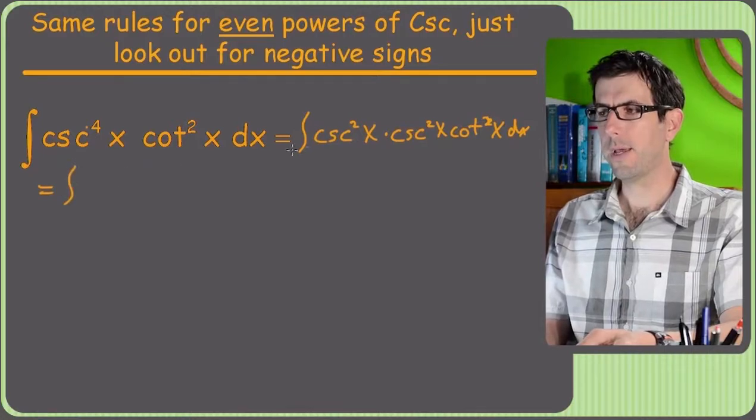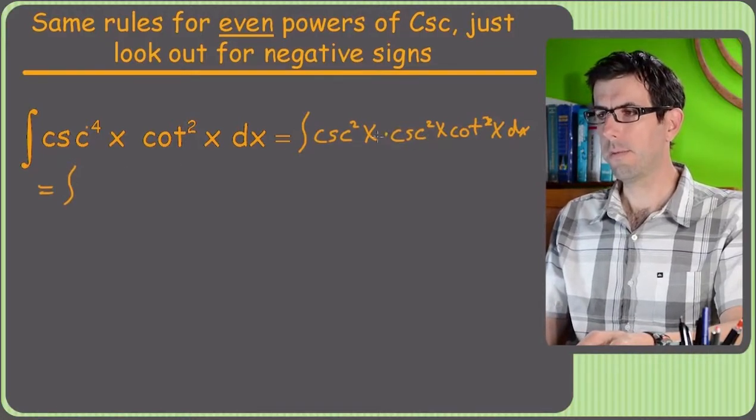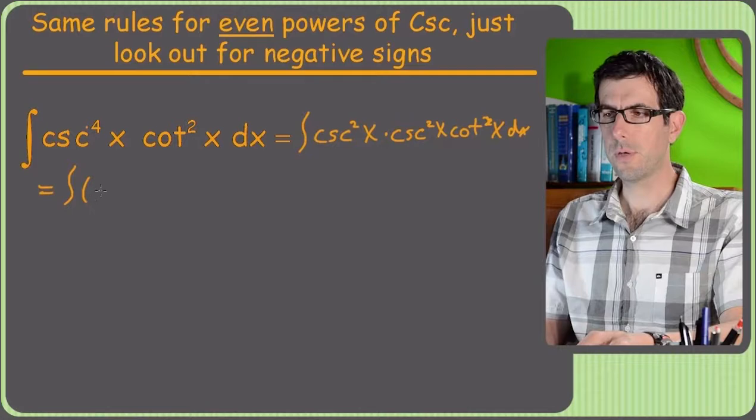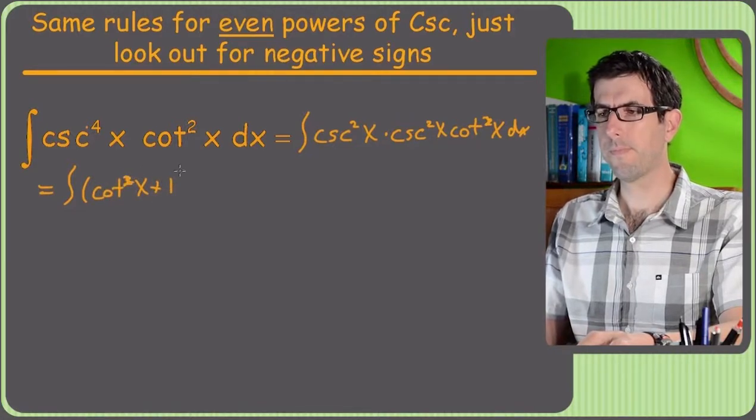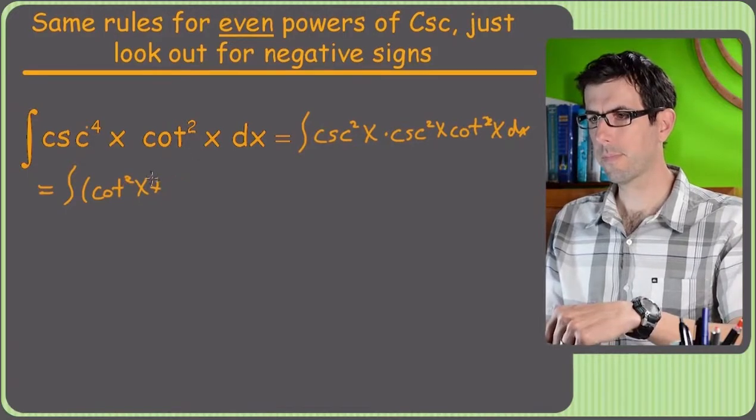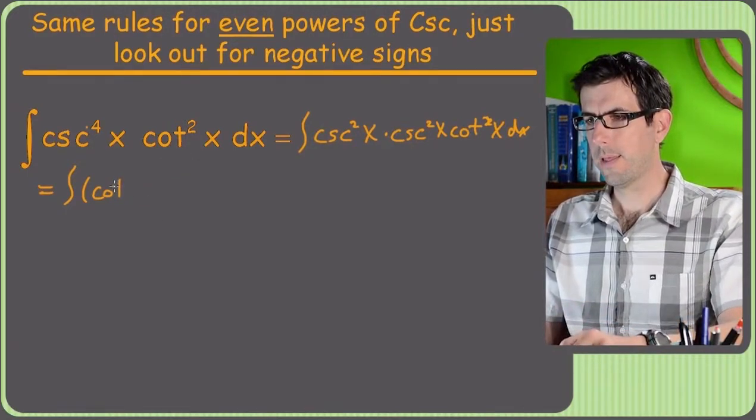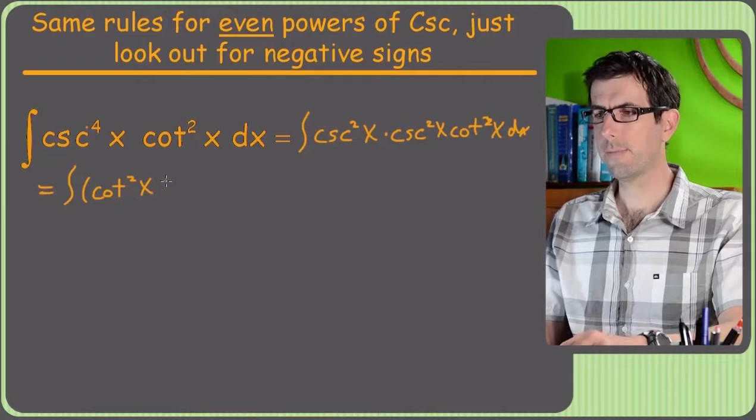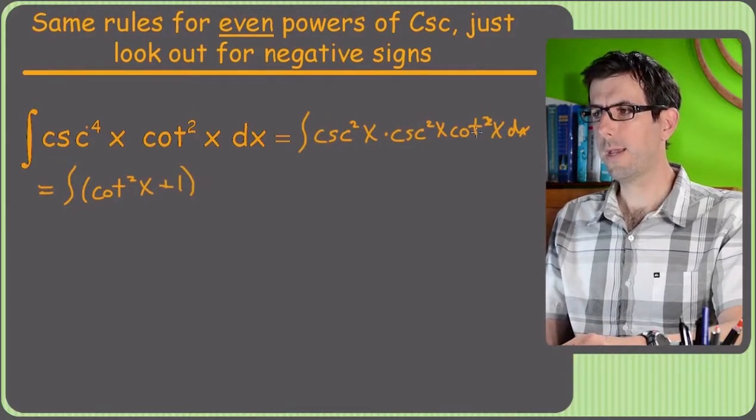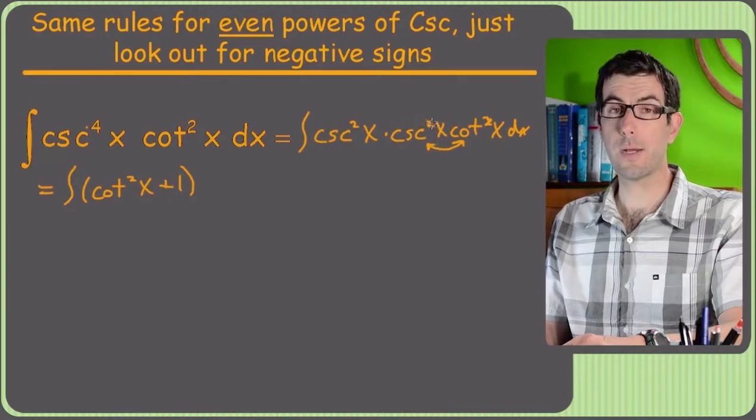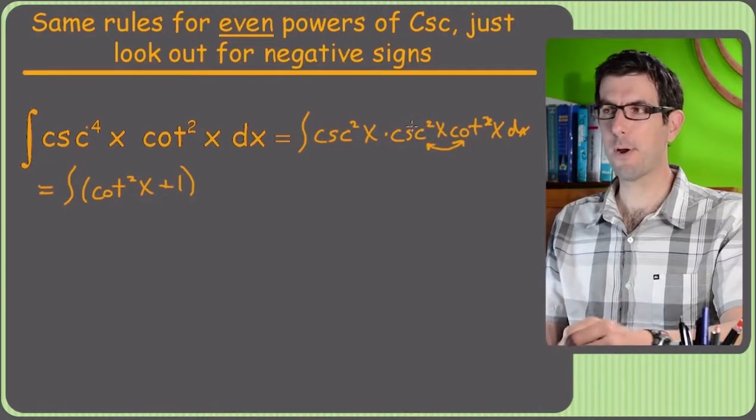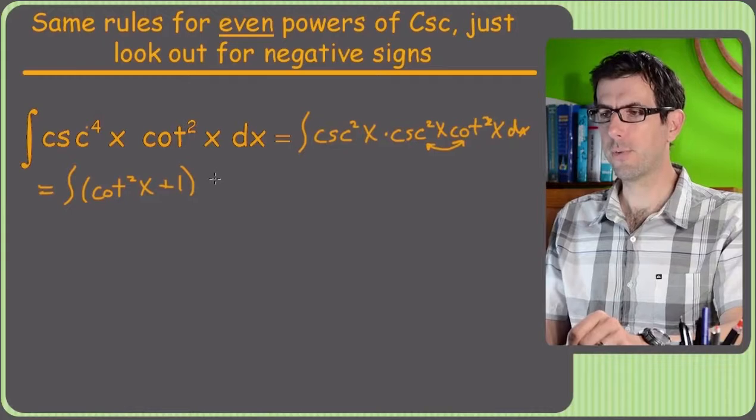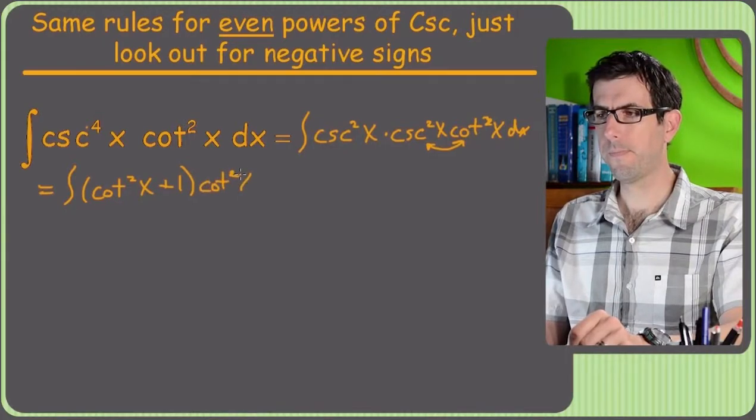So I'll convert that first one to cotangent squared x plus 1. Then I'm going to rearrange the order here and just switch these guys, because that cosecant squared, the whole reason I'm doing this is to make that part of my du. So I'll put the cotangent squared next. Then I got my cosecant squared.